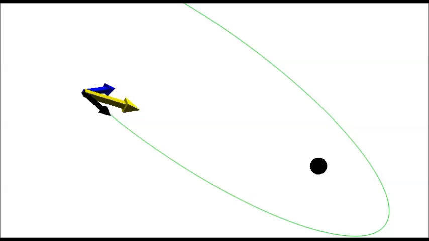Using the universal gravitation equation, some position data from a star, and the programming language VPython, we're able to estimate the mass of a black hole.